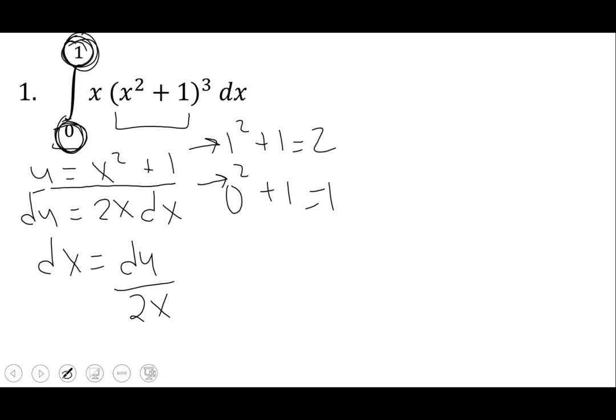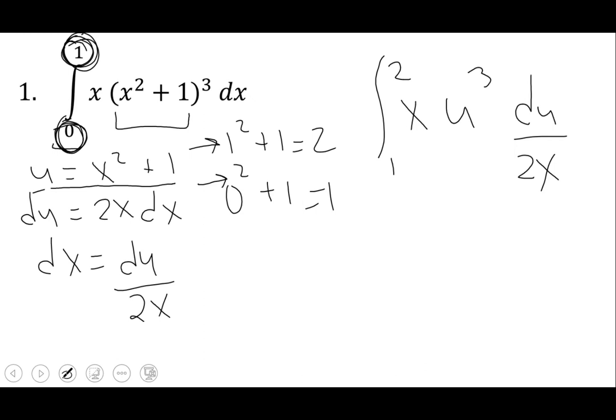All of those steps are needed for us to now rewrite this integration only in terms of u variables and also in terms of u limits of integration. So this is now the integration, not from 0 to 1, but instead from 1 to 2. Leave the x that was originally in the problem. Change the x squared plus 1 cubed to be u cubed. Plug in the value of dx, which is du over 2x, and then go ahead and try to simplify.